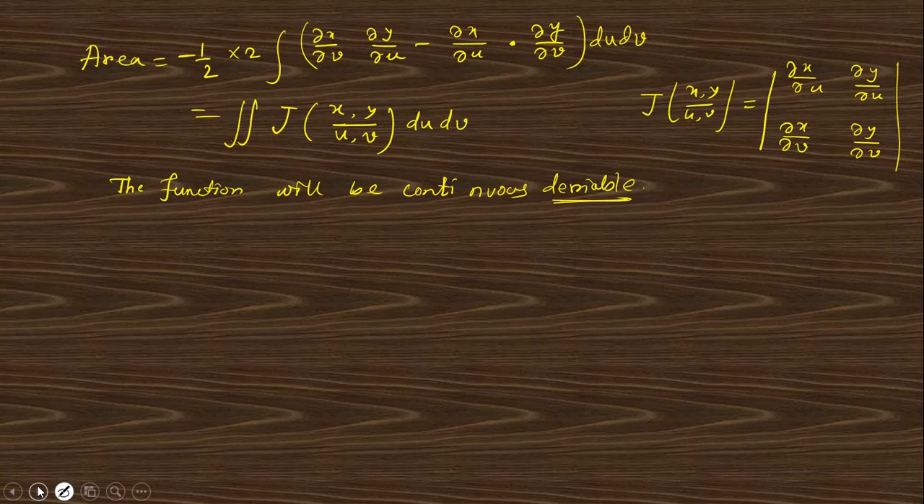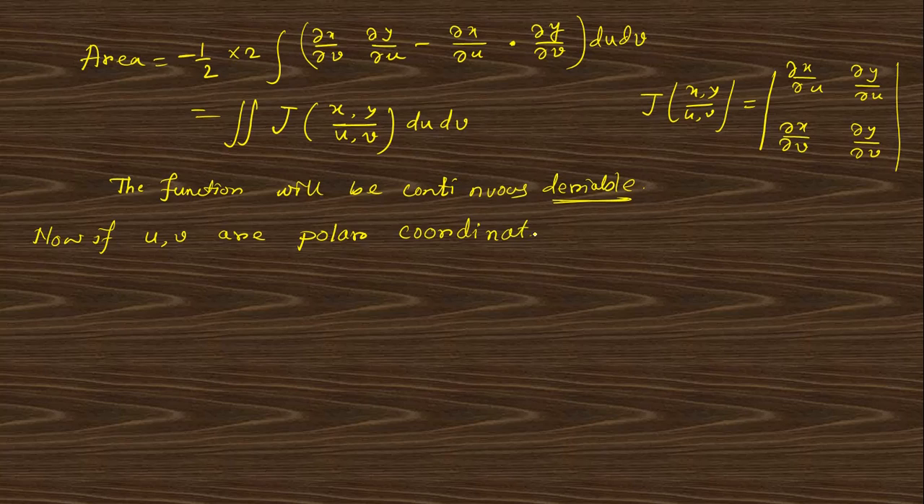If uv are polar coordinates, it means u is r and v is theta. You know in polar coordinates any point can be written as xy, where this is r and this angle is theta. You know this very well. So if we change this, we need to find out the Jacobian. For that, x is r cos theta, y is r sin theta, u is r and v is theta.